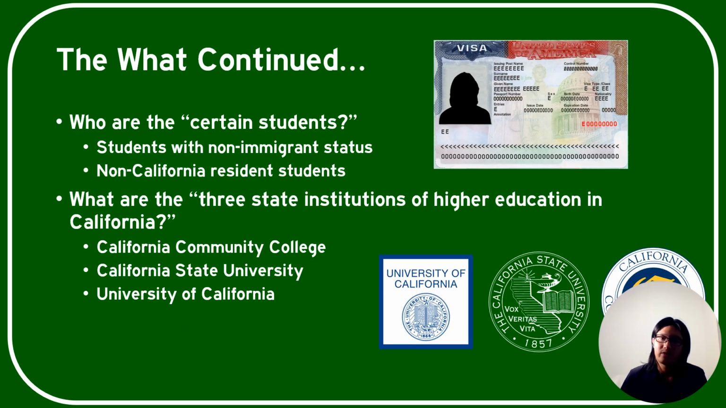So I mentioned certain students, right? So who are these certain students? These are students who are non-residents of California because they are not documented, non-documented immigrants, meaning, and some people would say they would be illegal immigrants. It would just be undocumented, and these are also students with non-immigrant status.